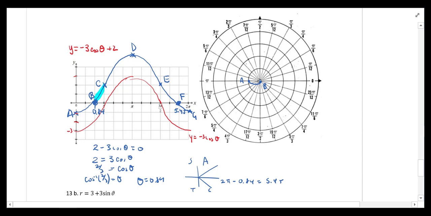Oh, did I just erase it? C. And we'll continue all the way to D. So when pi is the angle, the radius is huge. It's 5. So 1, 2, 3, 4, 5. Oh, it's right here. There's D.